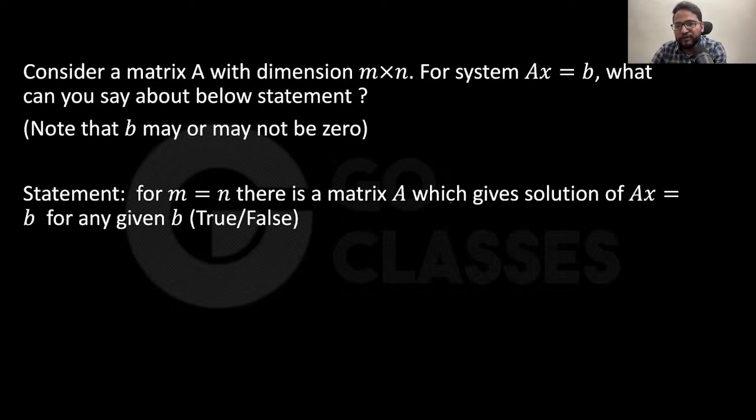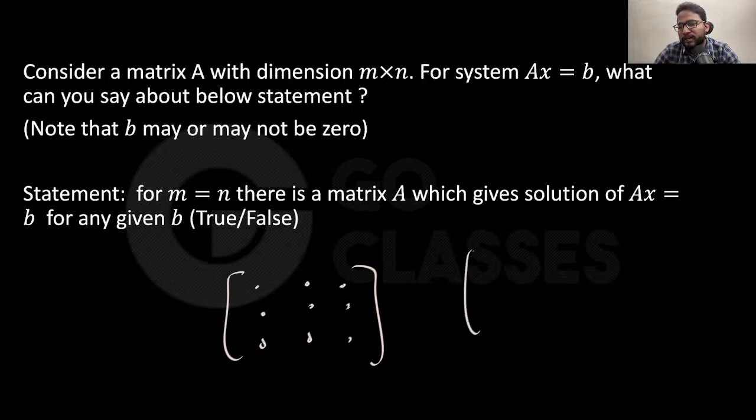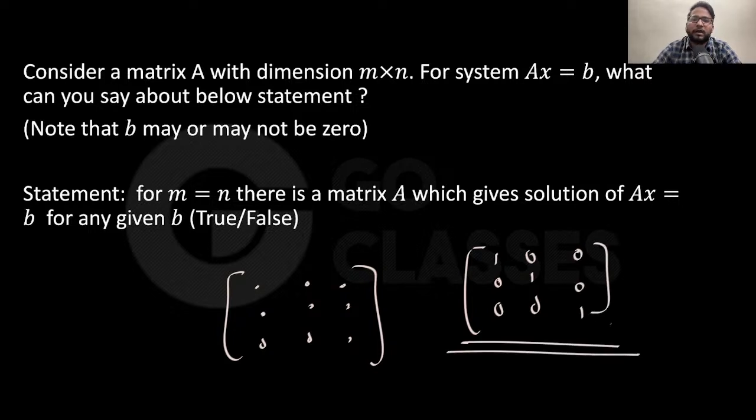There is a matrix A which gives a solution for any b. Is this true? If it is 3 by 3, do you have a matrix A? Yes, you can have. Can you give me the most convenient matrix? I think you will be giving me this, which has the solution for every b. This is not the only option, it is just the most convenient option to me, right? Okay.